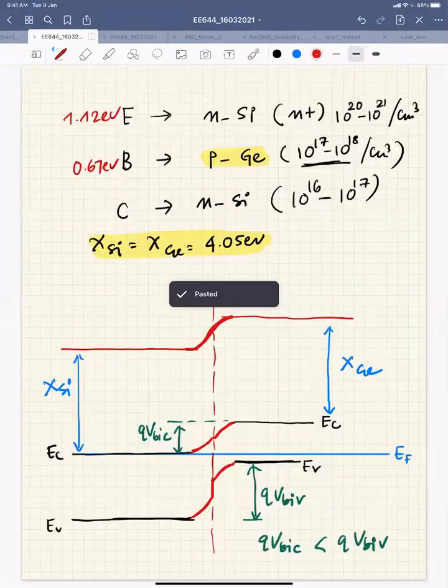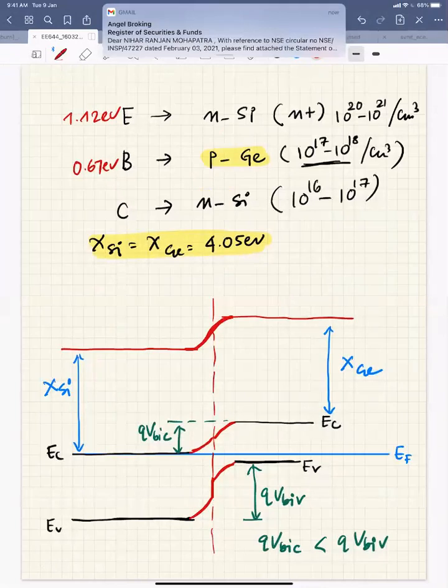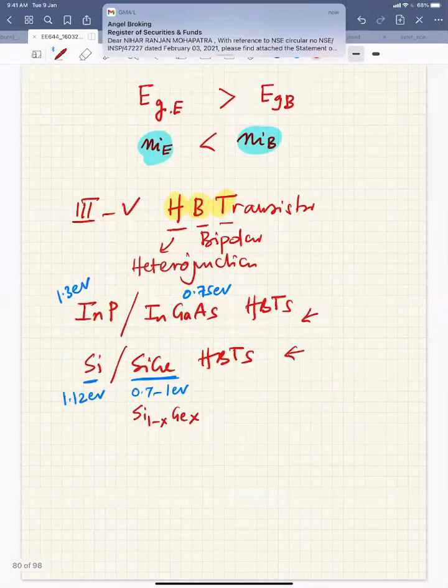Okay. So yesterday we talked about heterojunction. In this case, right?